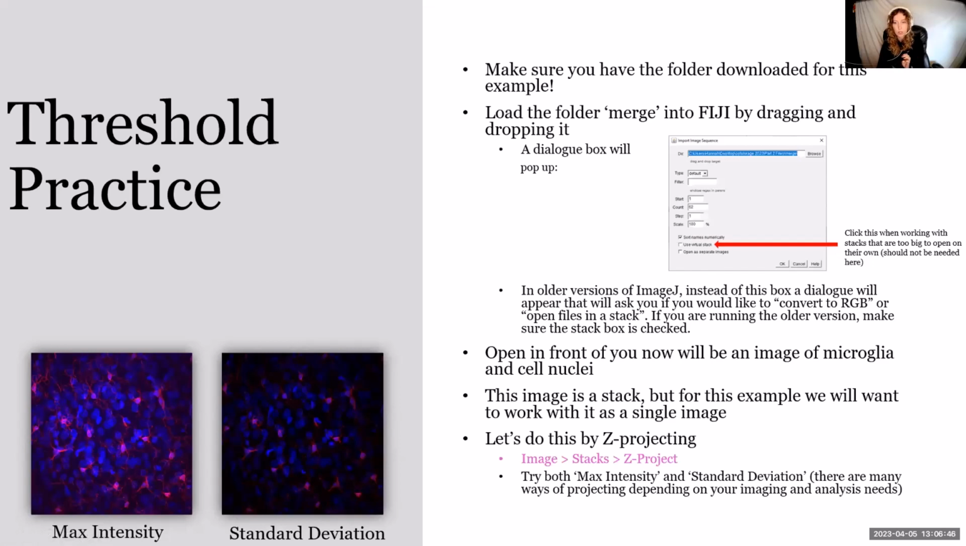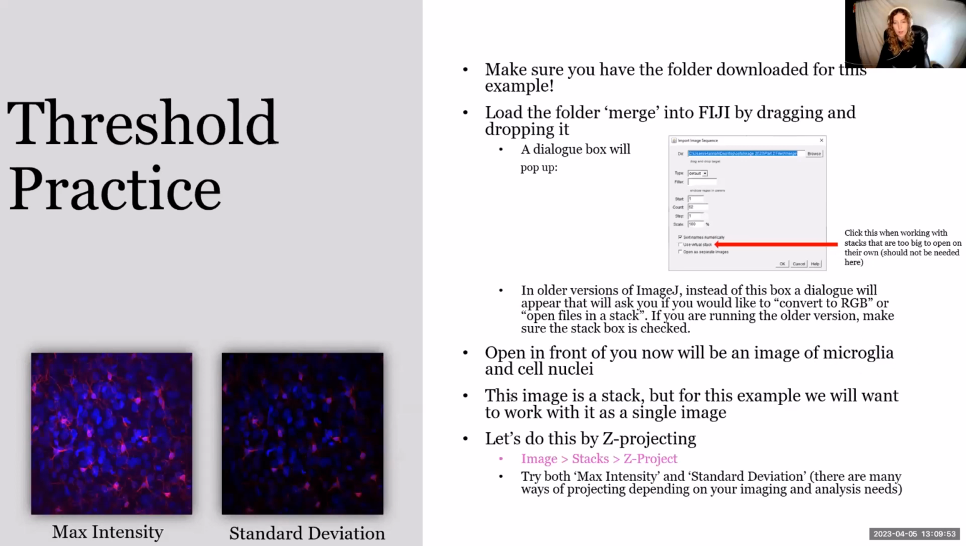If you're running this version, you need to make sure that the open files in the stack is checked, or it will open 60 images one by one in your screen, and that won't be fun for you. So we'll take this merge folder and we will drag and drop it into Fiji. And in front of you will be an image of presumed microglia, although technically it could also be macrophages, and cell nuclei.